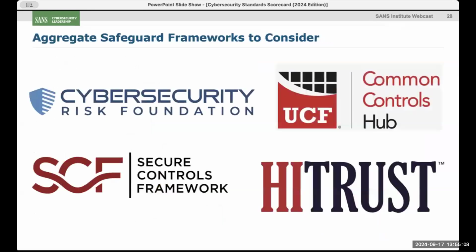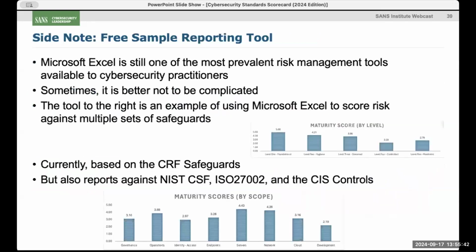One of the responses that I think would be natural coming out of this, and one of the popular approaches that's been starting maybe the last 2 or 3 years, is for organizations to consider some of the aggregate cybersecurity frameworks. And you've probably seen some of these. I gave you the example of the Cybersecurity Risk Foundation, the CRF safeguards, the Unified Compliance Framework, the Secure Controls Framework, HITRUST, right? What these are doing is looking at all of these standards that are out there in the world and trying to address those by aggregating and giving you a bigger picture, maybe a fuller scope of some of the safeguards that might be out there.